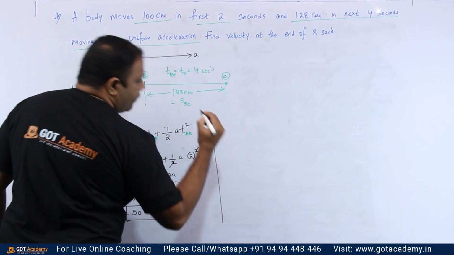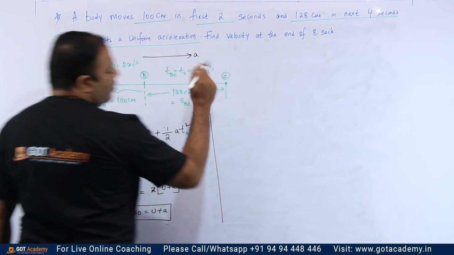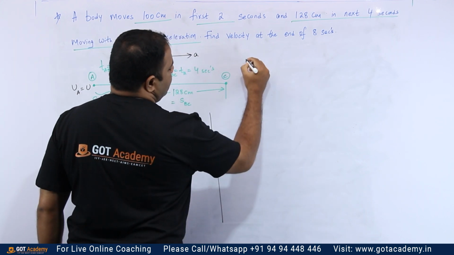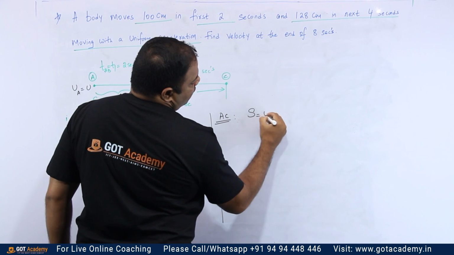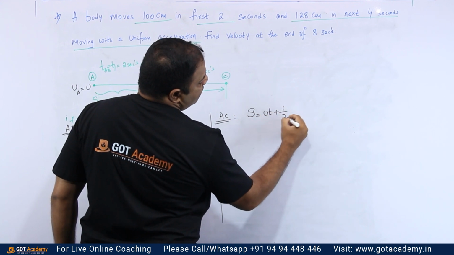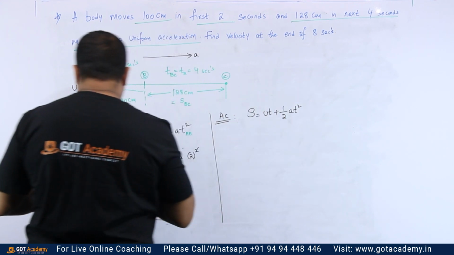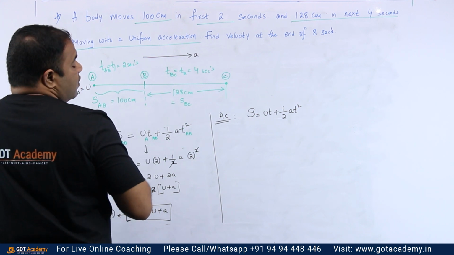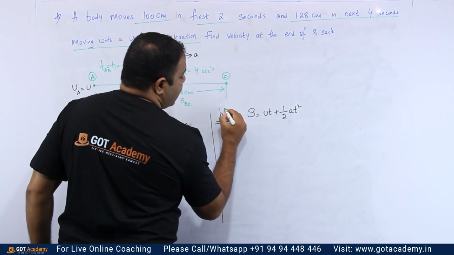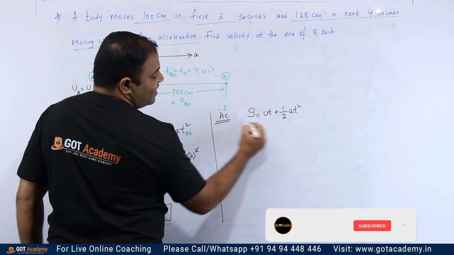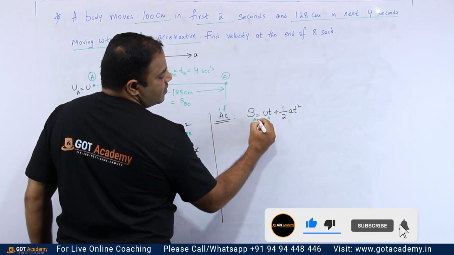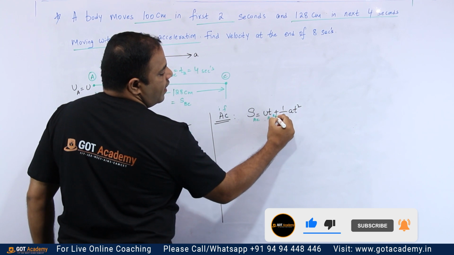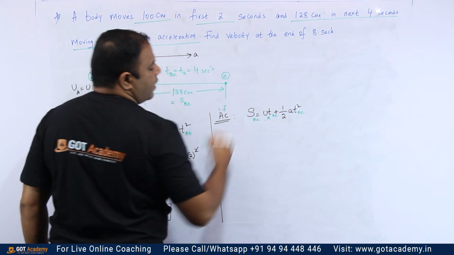Now let me take point A to C, same formula. S is equal to ut plus half into a into t square. Now this point A is known as initial and C is known as final. So since it is initial, I could write A, and A to C is the journey. So the distance from A to C and time also from A to C. Like this I could write.